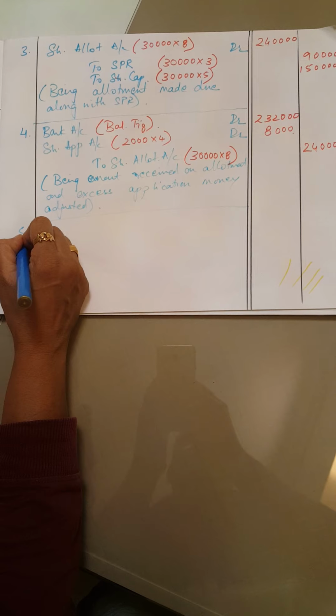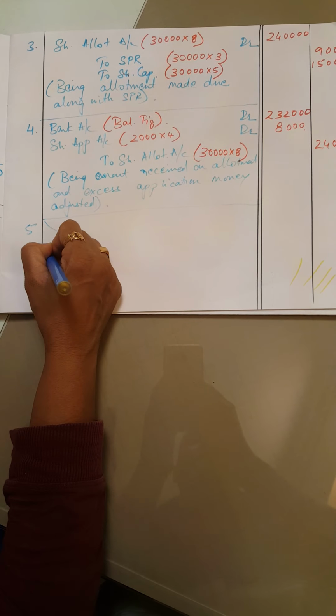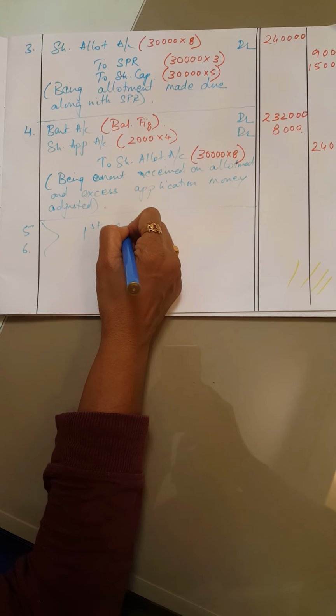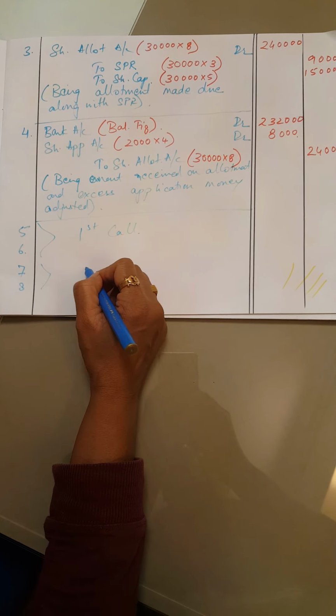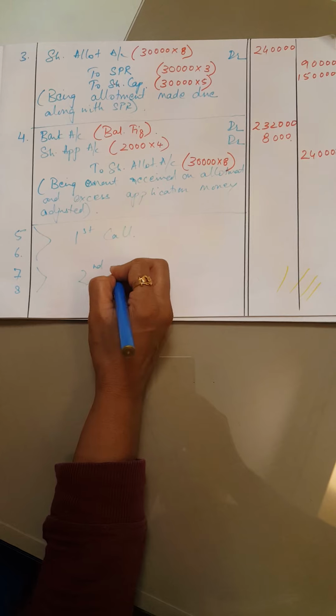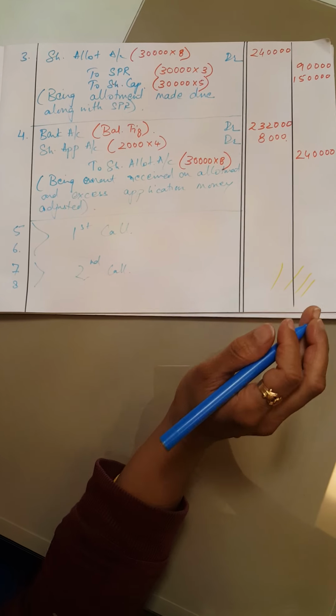This is over. Your fifth entry, sixth entry will be on first call. You already know that. Your seventh entry, eighth entry will be on second call. Please complete this. Thank you.